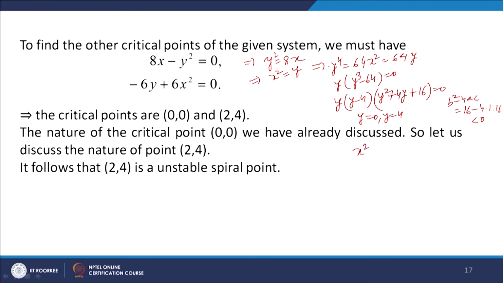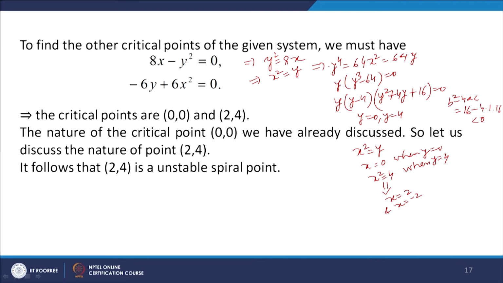So, x² is equal to y. So, x is equal to 0 when y is 0 and x² is equal to 4 when y is 4. Now, this gives you two values, x = 2 and x = −2.